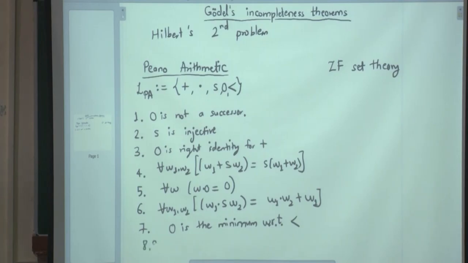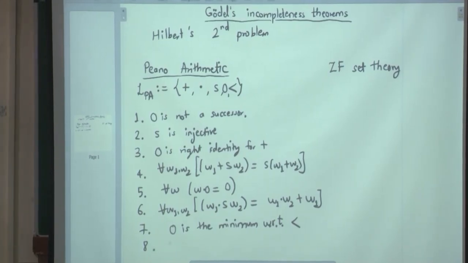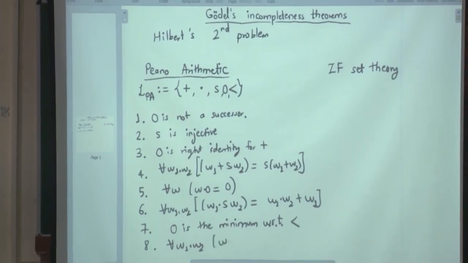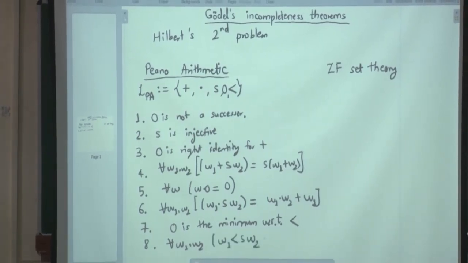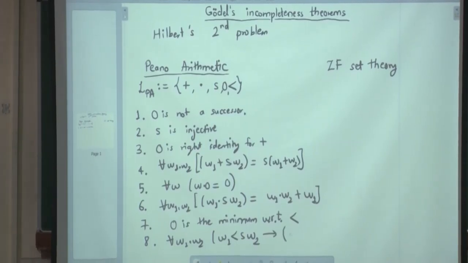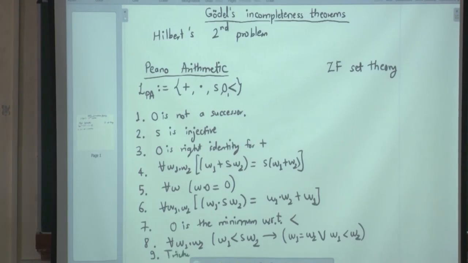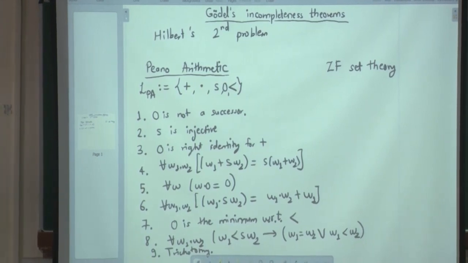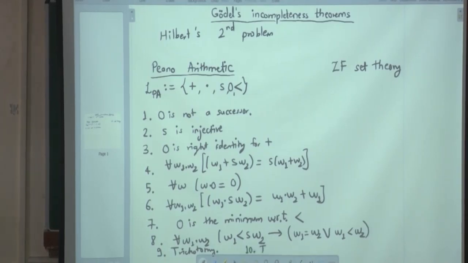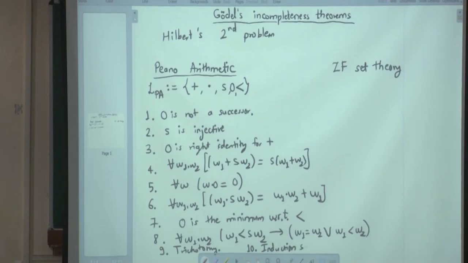Then the eighth and ninth axioms say that the successor is compatible with the order relation. Maybe I should write down the eighth axiom. For all W1, W2, W1 is less than the successor of W2 implies that one of two things happens: either W1 is equal to W2 or W1 is less than W2 itself. And the ninth axiom says trichotomy. And there is a tenth axiom which I am not going to write down just yet, but this is the so-called induction schema.